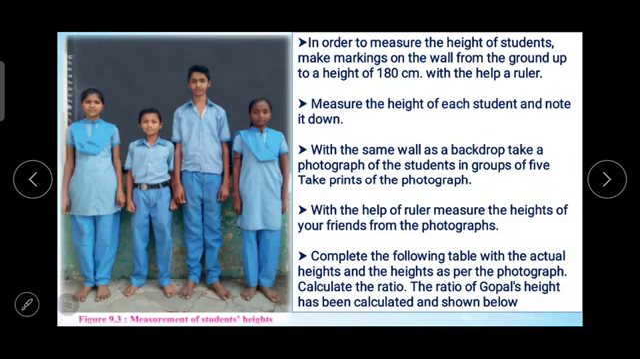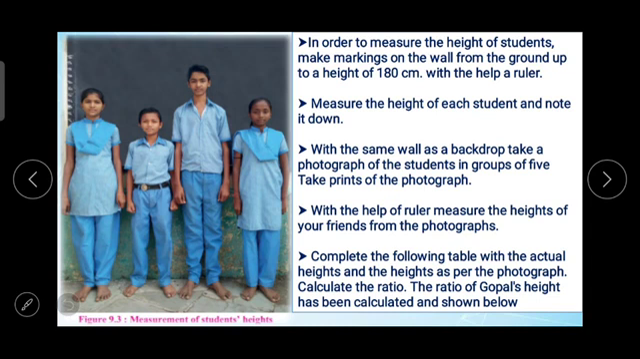Again on the screen you can see figure 9.3, measurement of students' heights. Because of the COVID pandemic, it is not possible for us to go to school and do all these things, but just to understand the concept we are trying to use this. In order to measure the height of students, make markings on the wall from the ground up to a height of 180 centimeters with the help of a ruler. Now in many schools such an arrangement is there to measure height. It is written on the wall. Measure the height of each student and note it down.